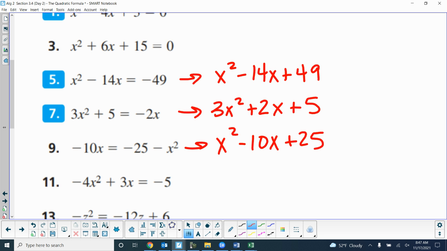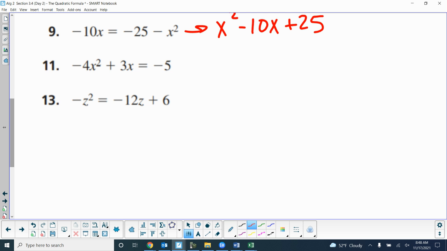Again, do you need me to do any of those on the board? Or did my answers make sense? Did I get them all right? Because sometimes I go so fast I make a mistake. 13? Okay. Was that you, Caleb, asking? Yeah. All right. Did you move the z squared to the right, or did you bring the 12 and the 6 over to the left? I made the z squared positive. Okay.